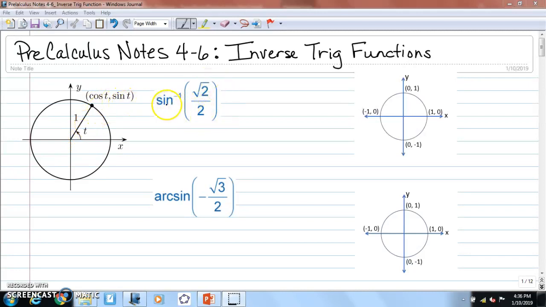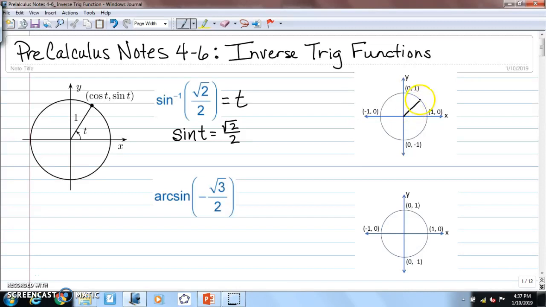So when we want to find inverse sine of square root of 2 over 2, we're really finding some angle t. Okay? And essentially, I can rewrite this and say that's equivalent to saying the sine of t equals the square root of 2 over 2. So I want to find the angle that gives me a y value of square root of 2 over 2. Well, I can look on your chart, and I'm going to let you use your chart that you've done.